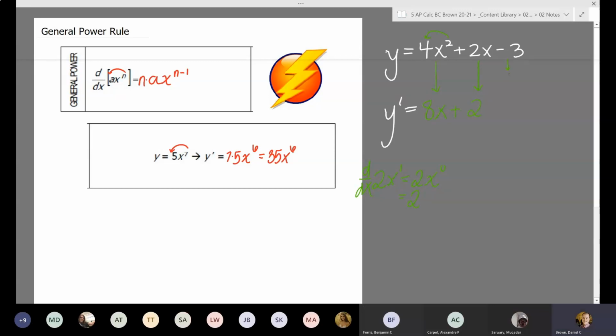So I'm not going to include it because it's going to go to 0. So the derivative of that function would be this.